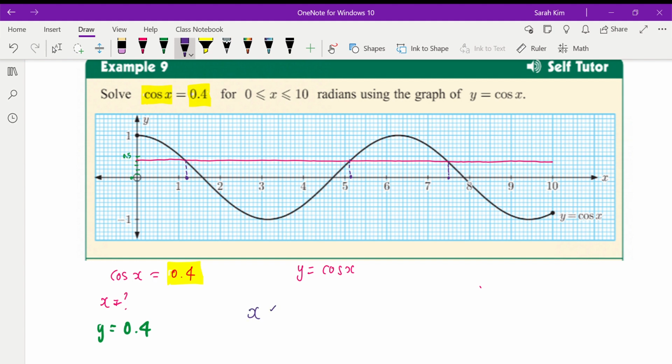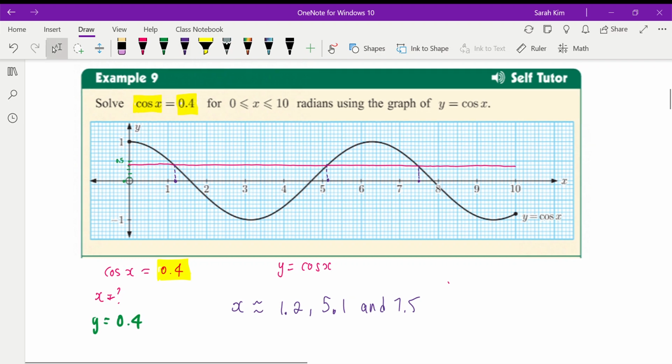So x is approximately, the reason I write approximately is probably because I won't be able to know the exact answer. How is this scaled? Is it 0.1, 2, 3, 4, 5, 6, 7, 8, 9, 10? Yep, so each box is 0.1 in the scale as well. So approximately 1.2 for the first one, 5.1 for the second one, and for the third one, I think, 7.5. So these are my approximates, and that's it.